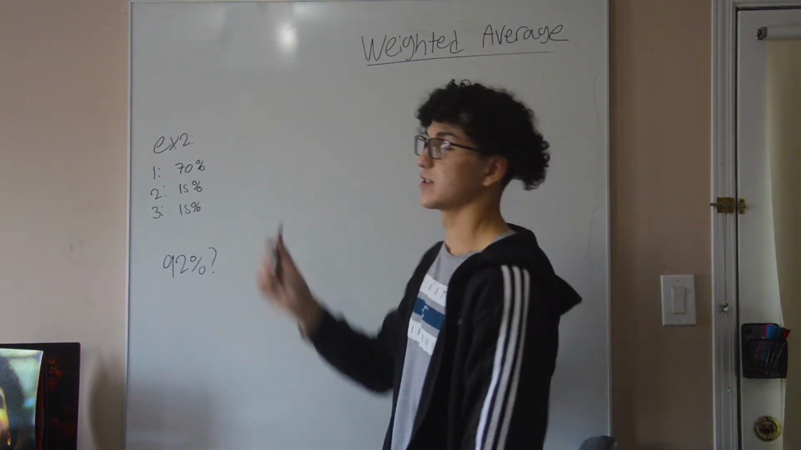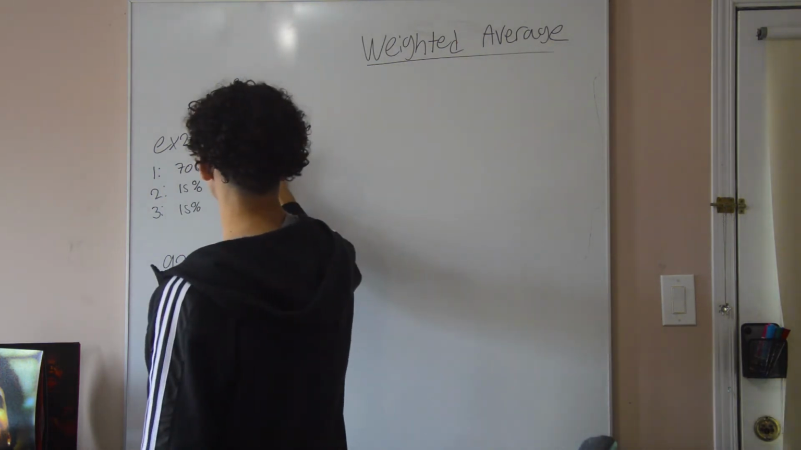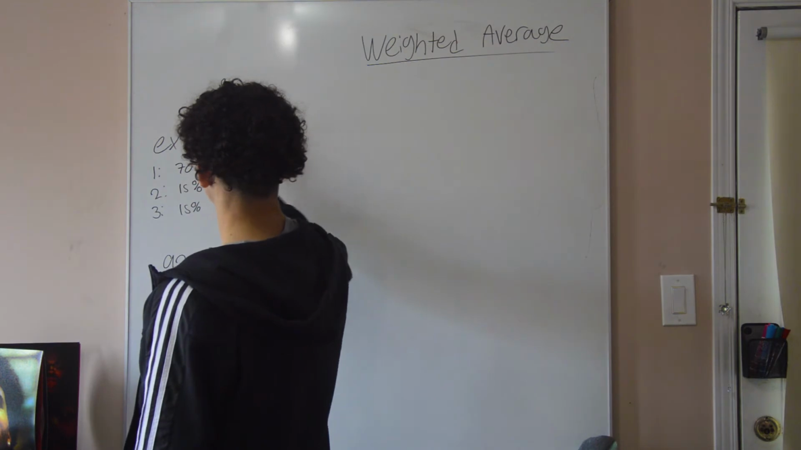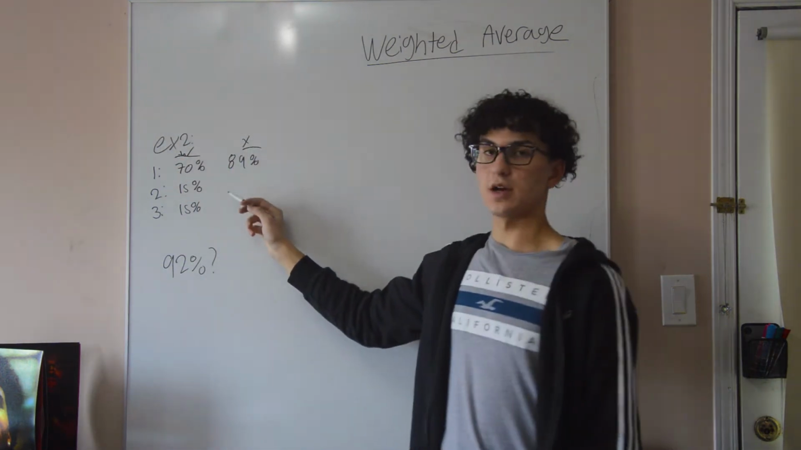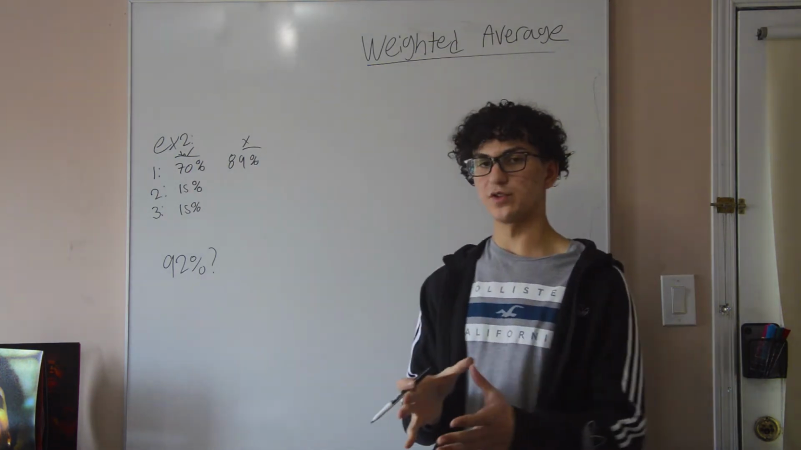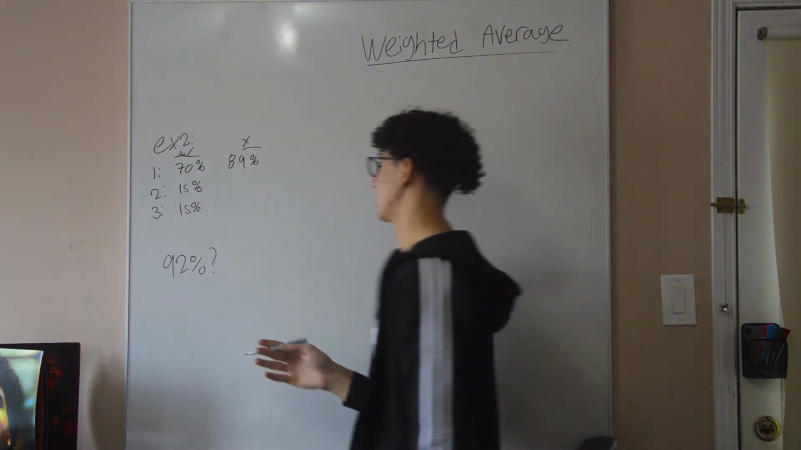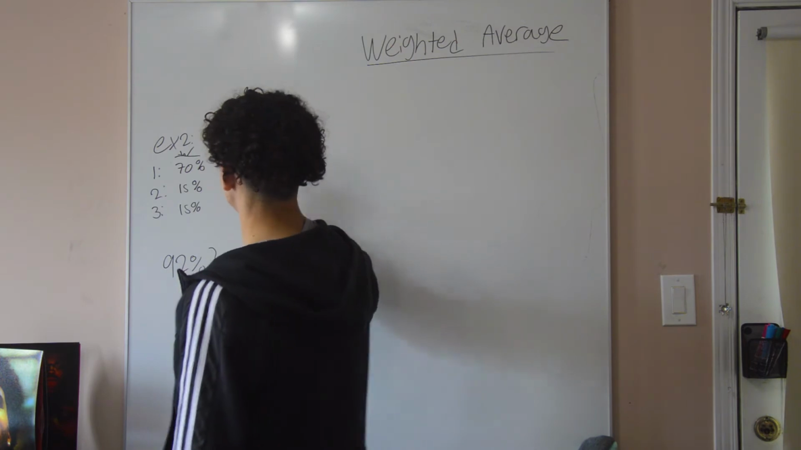So let's say for the 70% portion of the class, you had an 89, for example. I'm just going to write W so you understand that this is weight. Let's say you had an 89 on the 70% portion of your course. Now on your summative, let's say you had an 86. Okay, just like that.